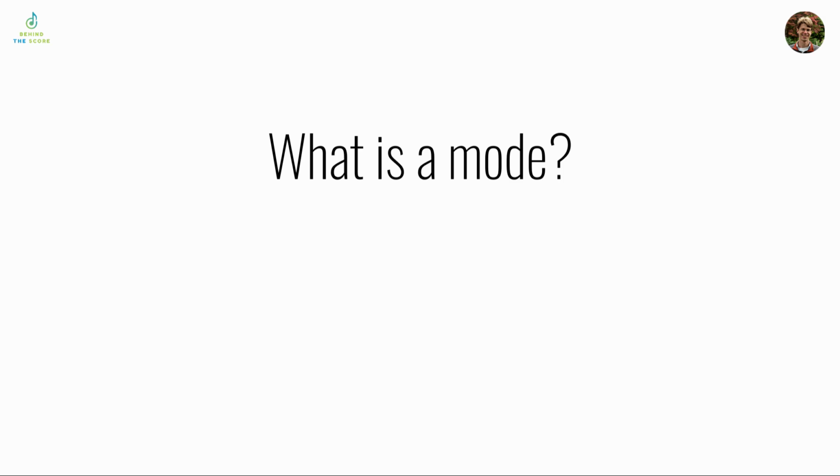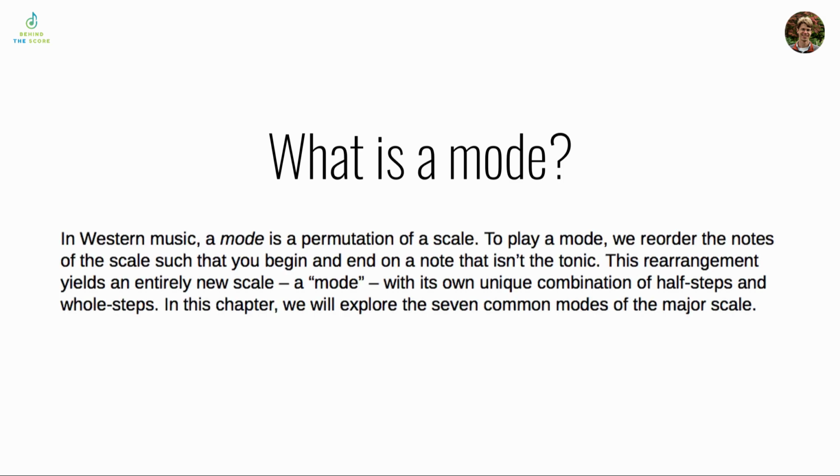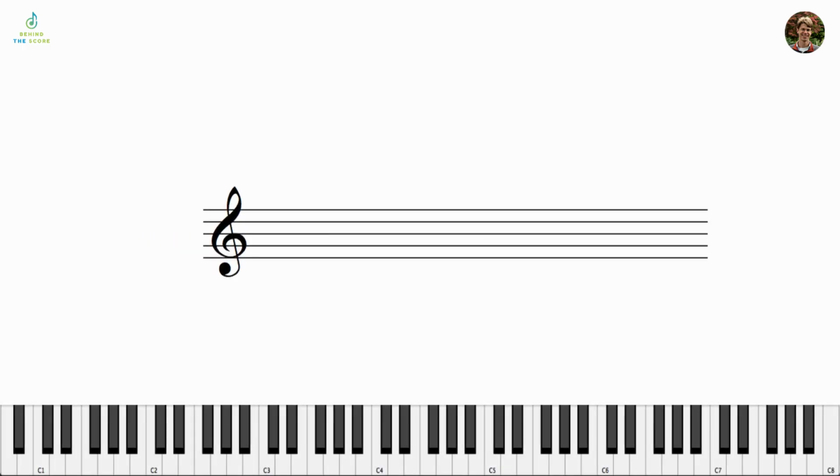So first off, what is a mode? A mode is basically a reordering of the notes of a scale. It's like we're shifting over and changing the note we start on. For example, let's consider a G major scale. Normally, we would play the scale starting on G, and almost all the notes are natural, and we have only one sharp, this F sharp.